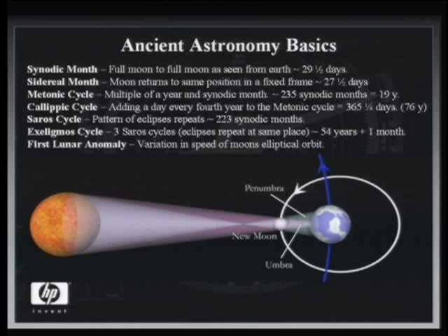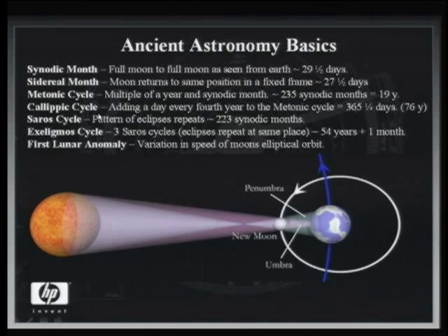The Metonic cycle: we know that the orbit of the moon is not phase locked with the orbit of the earth around the sun, but they do coincide roughly every 19 years, every 235 synodic months. That's called the Metonic cycle, and that is displayed by the mechanism. If you add one day to every fourth year of that, you get a cycle that's 76 years long, called the Callippic cycle. That's also shown, likely was shown on the surface of the mechanism.